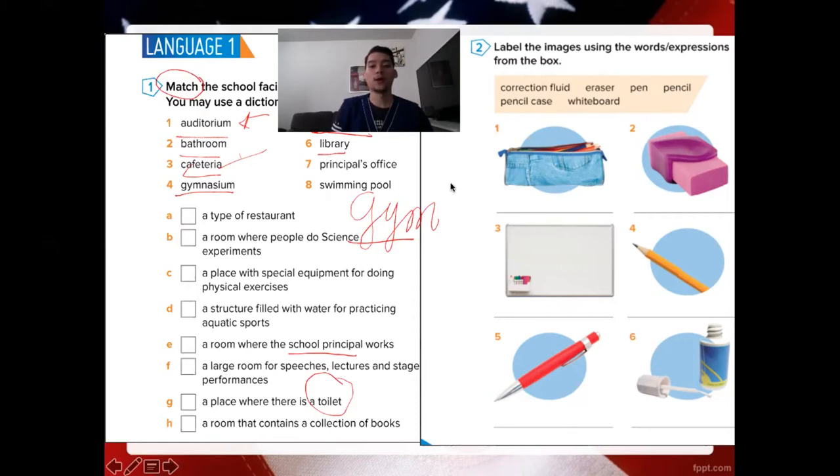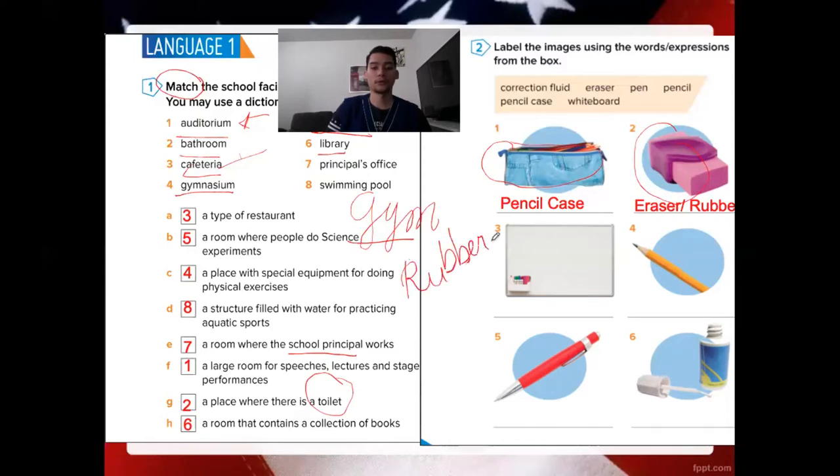So number 1, what is this? This is a pencil case. 2, what is this? This is an eraser. In the British English, no inglês britânico, galera, lá na Inglaterra, borracha, a gente pode falar também rubber, borracha, ok? Rubber, eraser.